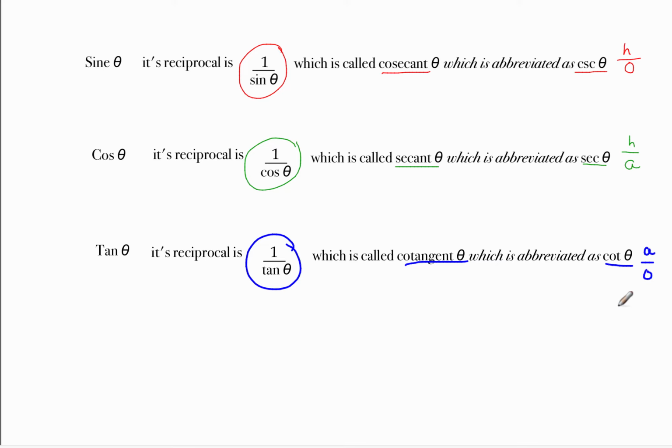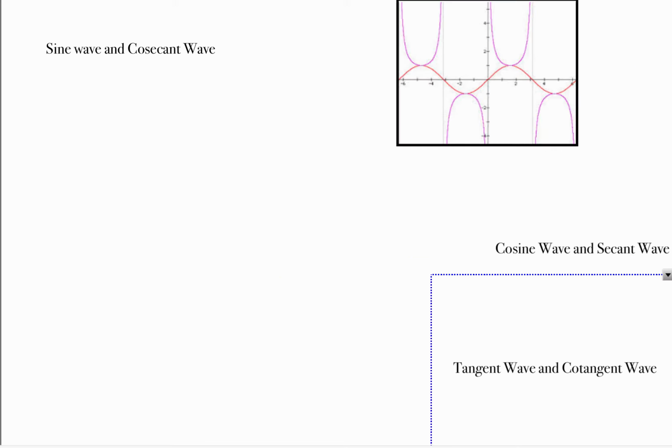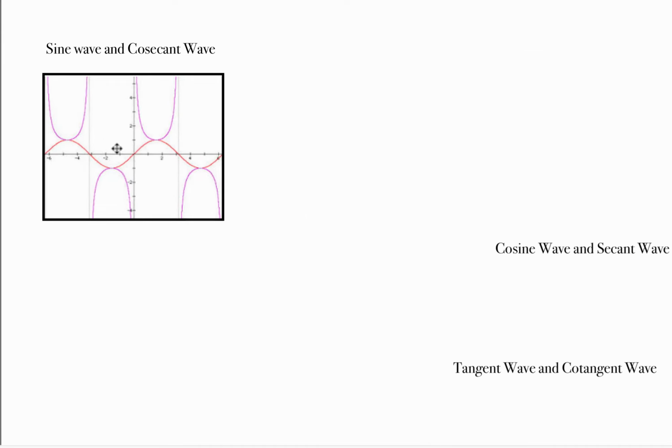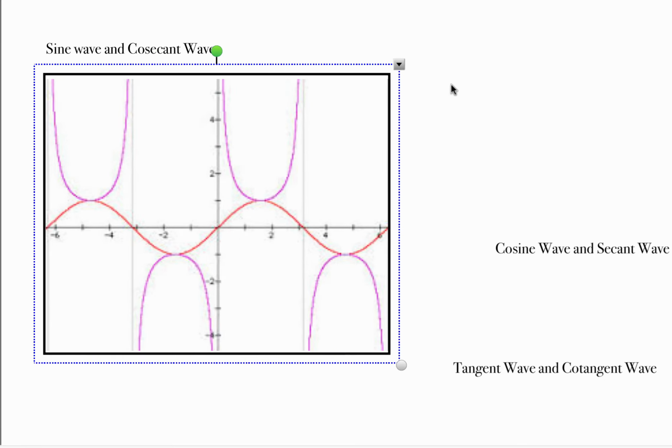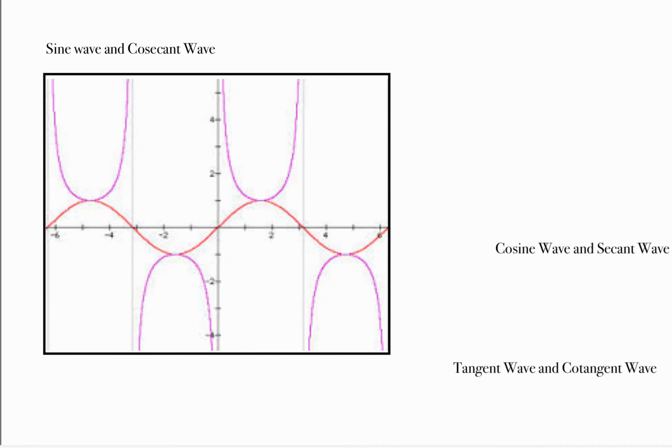So these reciprocal functions also have graphs. And this is what they would look like. So the first one we're going to look at here is the sine and the cosecant wave. So you can see here that we have our sine wave here in red. Make that a little bold so it sticks out. It's the best I can do.